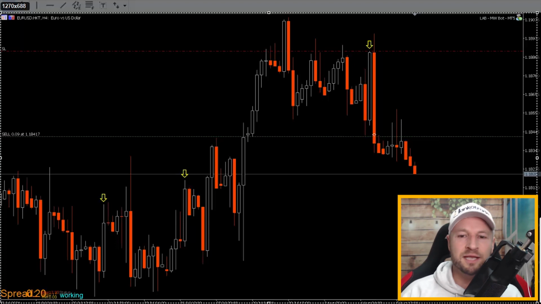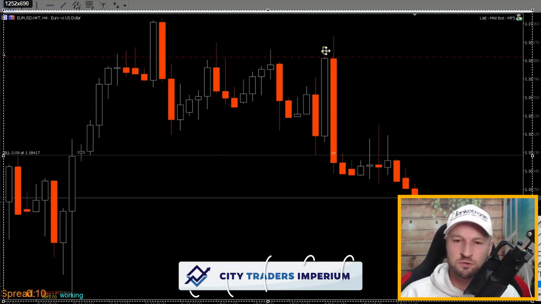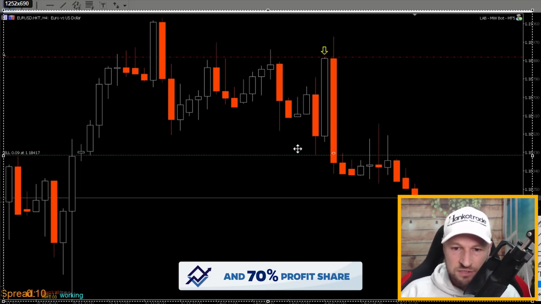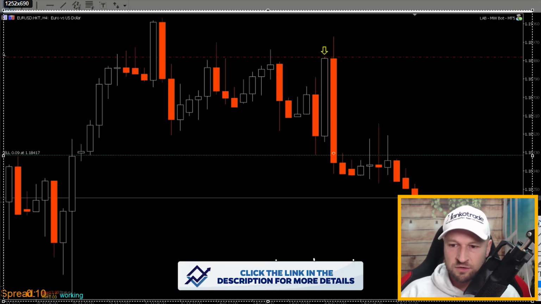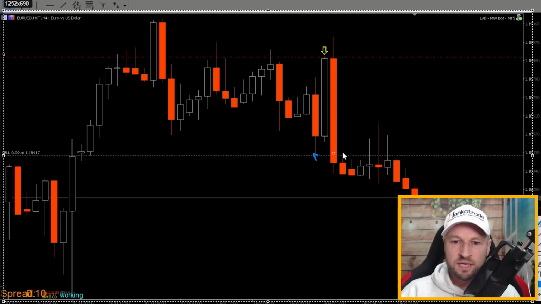Now, there's probably a number of other ways I could have done this, but I decided to do it this way. So you've got here an arrow, which is our setup arrow, and this doesn't really do anything. It just tells me that, okay, we've got a setup here. We're going to enter a pending order at the lows of the last three candles, which you can see here. So our pending order has been set up here based on that low.